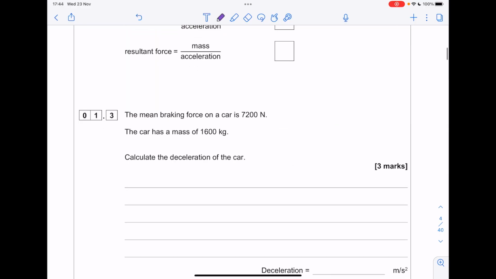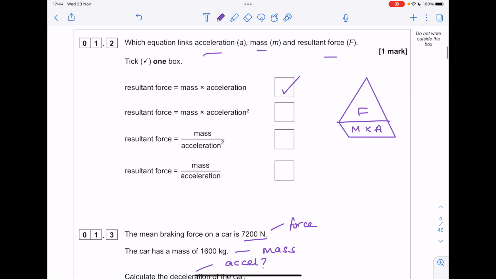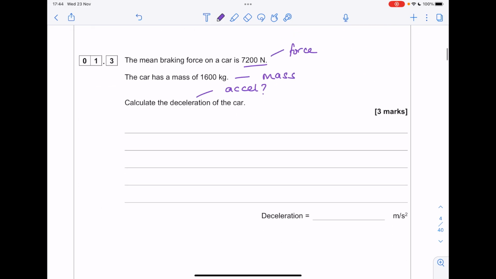The mean braking force in the car is 7,200 newtons. The car has a mass of 1,600 kilos. Find the deceleration. So we want F over M. The units are all good. So it's slowing down at a rate of 4.5 meters per second squared.